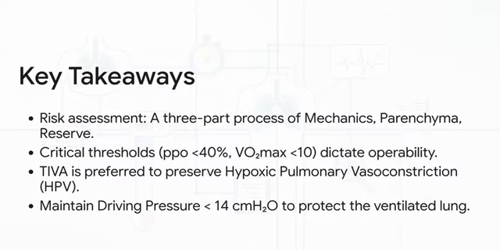So, to summarize the core principles, first, preoperative risk assessment is a comprehensive 3-part process. It's mechanics, parenchyma, and reserve, the 3 legs of the stool. Second, there are absolute critical thresholds, like a predicted postoperative FEV1 or DLCO below 40%, or a VO2 max below 10, that really dictate operability. Third, from a physiological standpoint, TIVA is the preferred anesthetic technique to preserve HPV. And finally, our primary intraoperative goal for lung protection is to keep that driving pressure below 14.